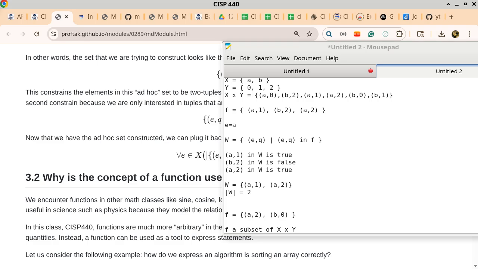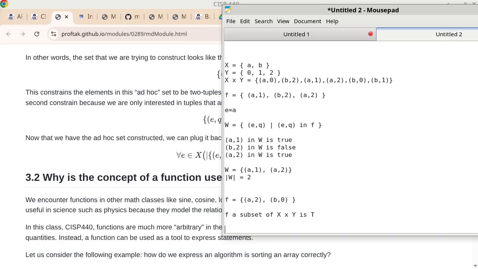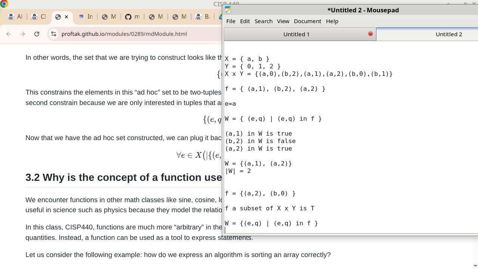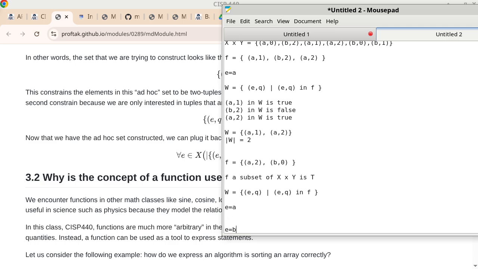Can somebody answer this question? It is. Okay, so this is true. So it has met the first necessary condition. So now we have to evaluate the second necessary condition. If I were to construct W, which is the set of Q such that E, Q is in F in this particular case, we have two cases, where E equals A and E equals B, because both A and B are elements of X. So there are two subcases to evaluate.